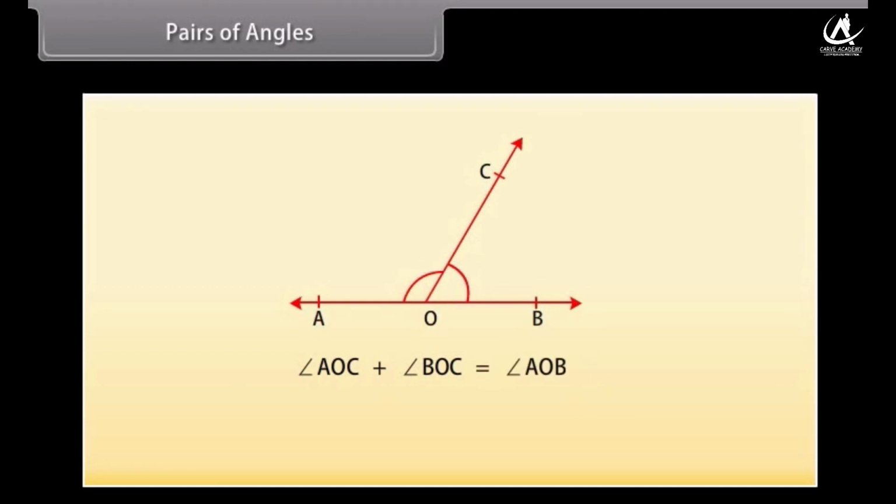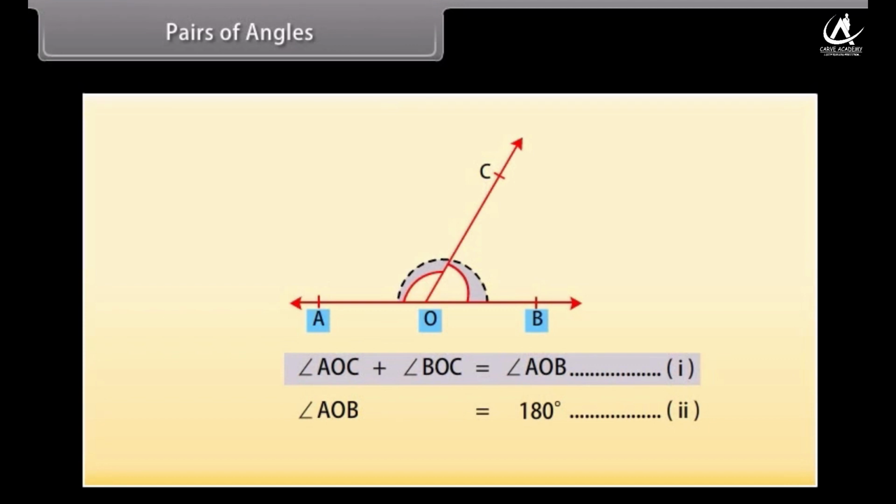Yes, because angle AOC and angle BOC are adjacent and angle AOB is the angle formed by the two non-common arms, and we have studied that when two angles are adjacent, then their sum is always equal to the angle formed by the two non-common arms. Mark it as 1. The measure of angle AOB is 180 degree because it is a straight line.